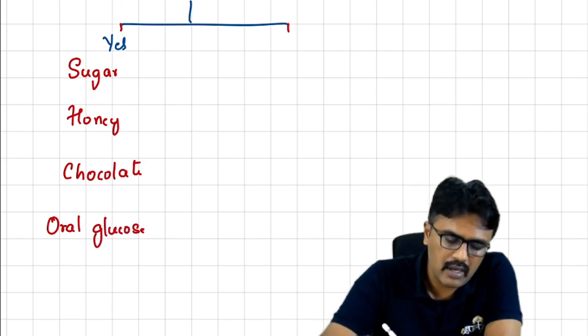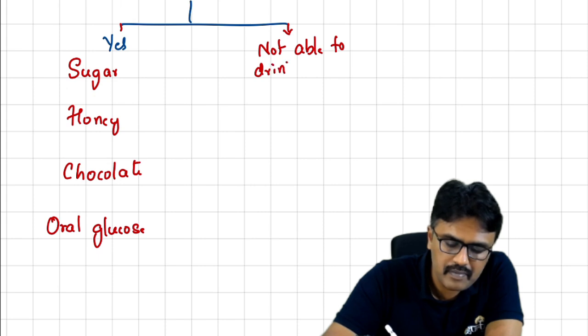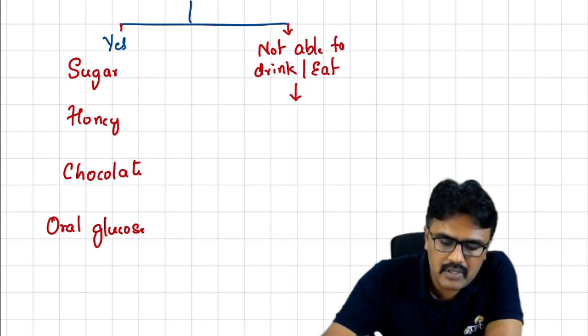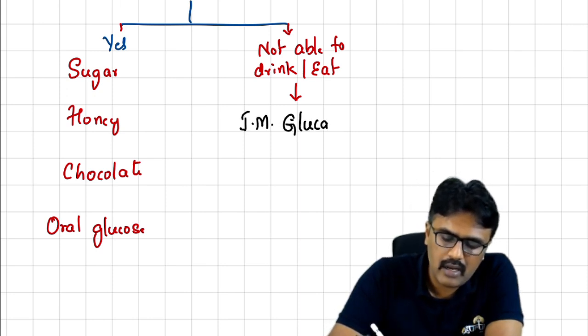But if he is not alert or is not able to drink or eat, then you cannot give this. So immediately, what we have nowadays is a preloaded glucagon syringe. So you can inject this glucagon IM.